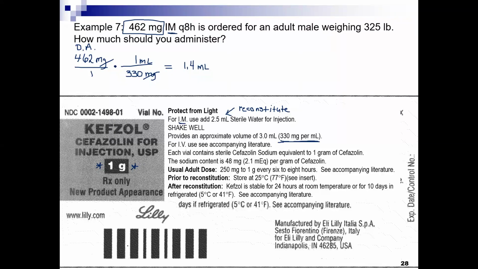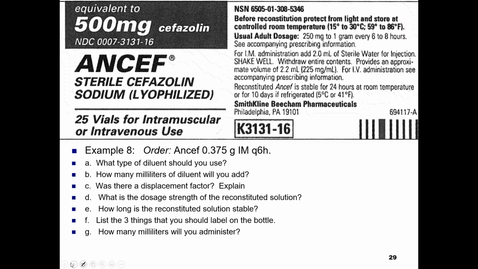All right, so we're going to take a look at another label. So I have a whole list of questions here. They're actually really short questions. So first thing it says is that we have an order of 0.375 grams as an IM every 6 hours. So this is my order, and I know that in my dimensional analysis strategy, I would start with that 0.375 grams. Put it over 1.